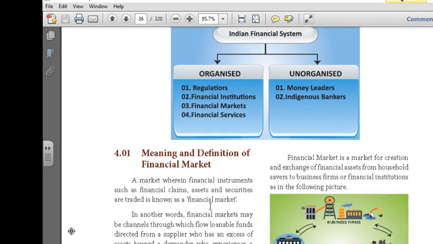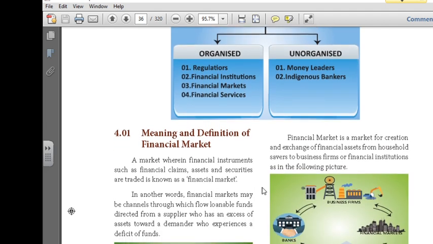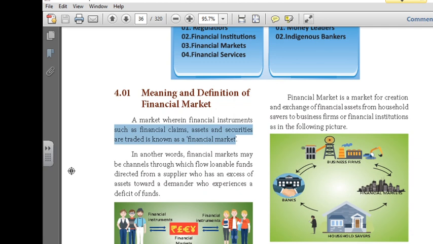Next, we'll see about the meaning and definition of a financial market. A market wherein financial instruments such as financial claims, assets and securities are traded is known as a financial market. This is a 2 marks question in the book back. In other words, it refers to a channel through which loanable funds flow from the supplier, who has an excess of assets, towards a demander who experiences a deficit of funds. So this chart also will give you a clear meaning.